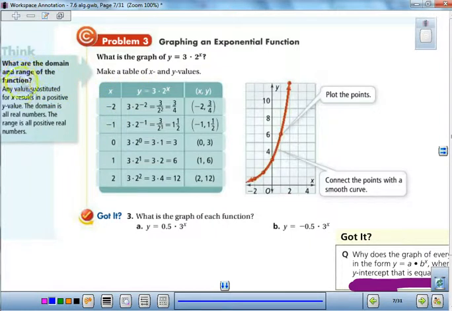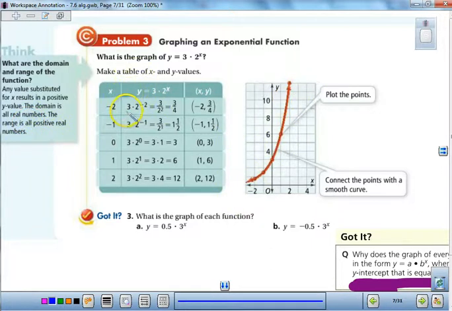It says, what's the domain and range of our function? Any value can be substituted for x and results in a positive y value. So the domain is going to be all real numbers, and in this case, our range, you'll notice, is always going to be positive numbers.